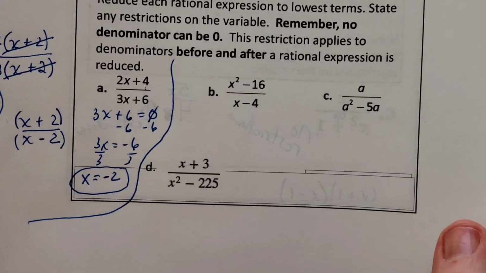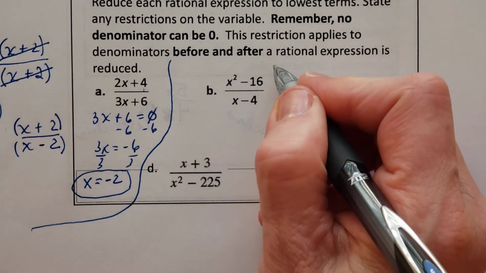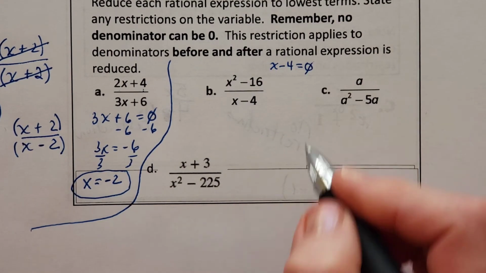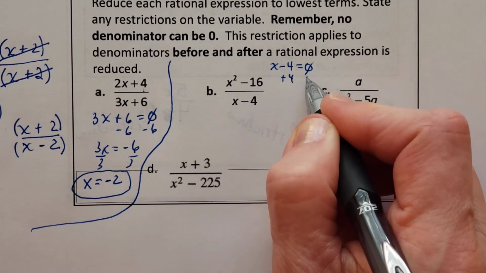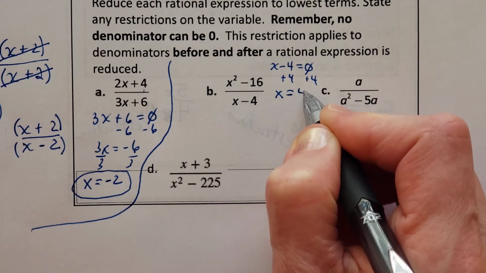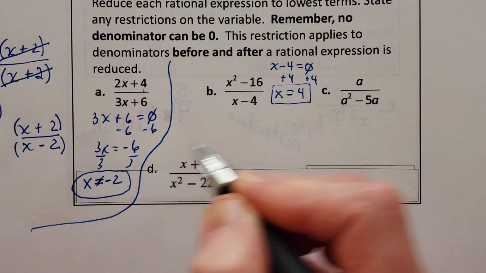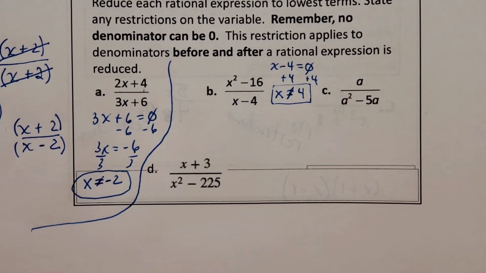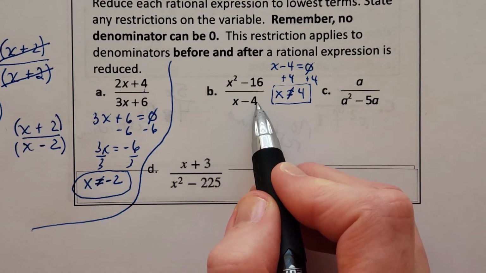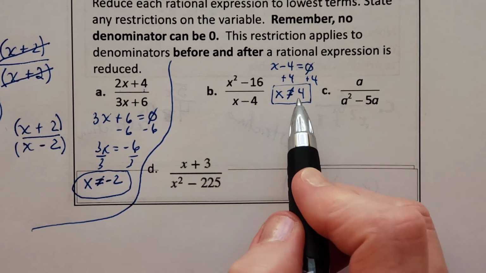All right, now let's look at letter B. So letter B, first thing I'm going to do is figure out my restriction. So I take the denominator, I let it equal 0. I'm going to add 4 to both sides. So we figured out our restriction is 4. That's our restriction. And really, I could almost put it as not equal to. X cannot equal 4, because if x was 4, isn't 4 minus 4 0? And that would make all of this invalid, or undefined, I should say. All right, so that's our restriction first.